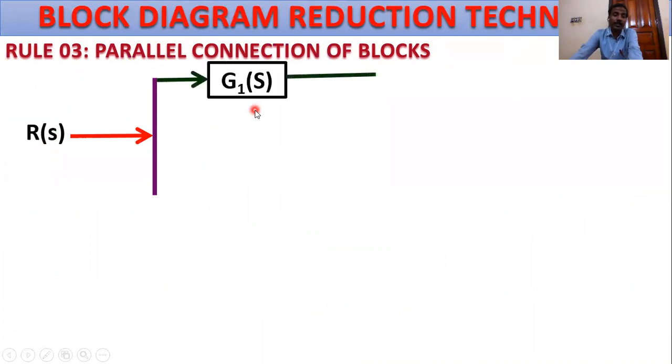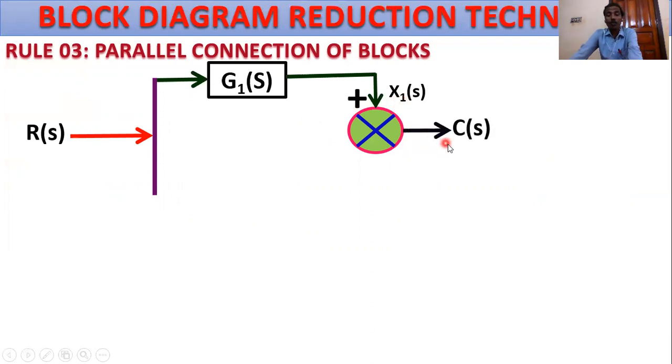First block G1(s), and this is the comparator summing point, and this with a cross is the positive signal, and the output of the signal is X1(s). The overall output C(s) equals what? C(s) equals X1(s) only. And X1(s) equals what? X1(s) equals G1(s) into R(s), because G1(s) equals X1(s) by R(s).